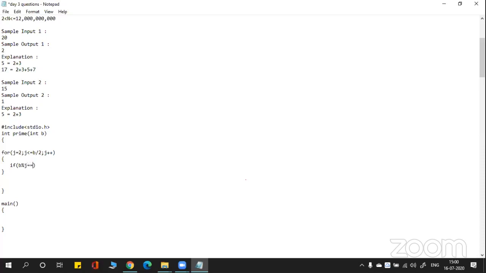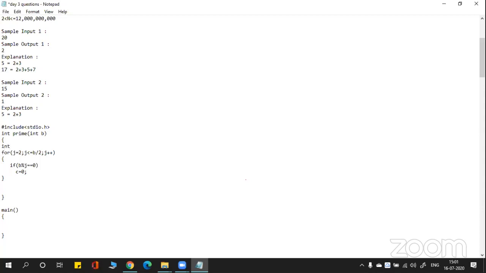Any answers? I hope everyone is understanding. So why am I writing j is equal to 2? If not, please tell me, I'll explain again and again.